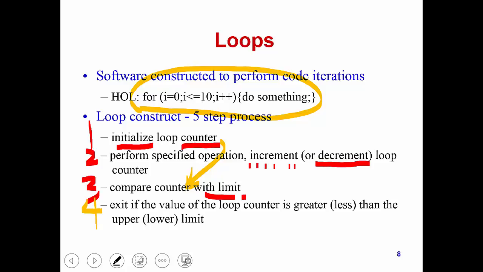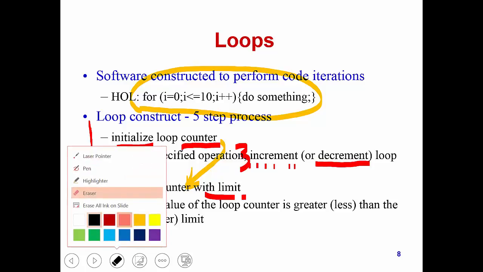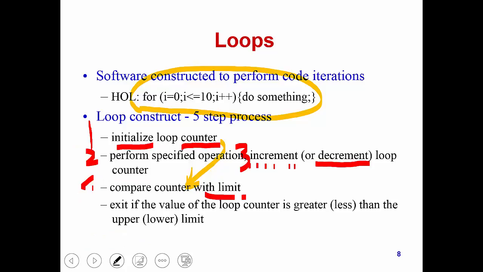This is step 3. Then here, let me show you. This is step 4 and 5. This is step 4. This is step 5. Like this. So exit if the value of the loop counter, which we incremented here, or decrement, is greater than the upper limit.